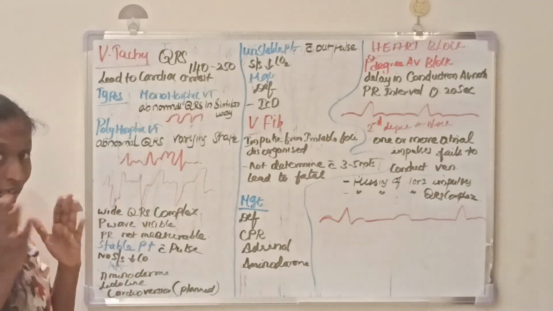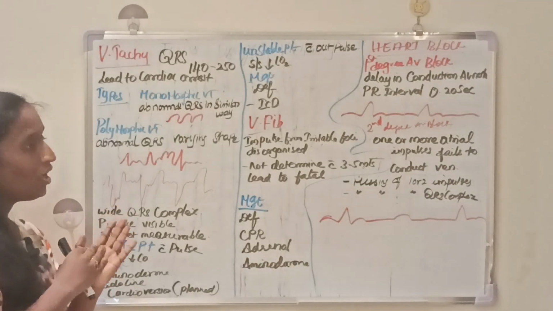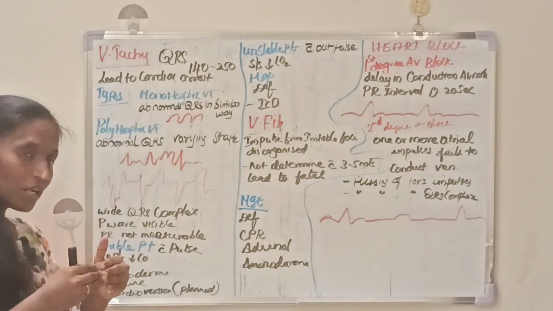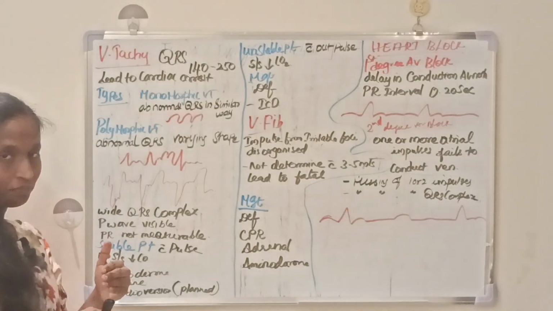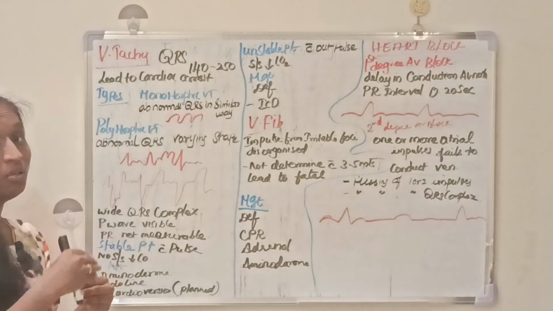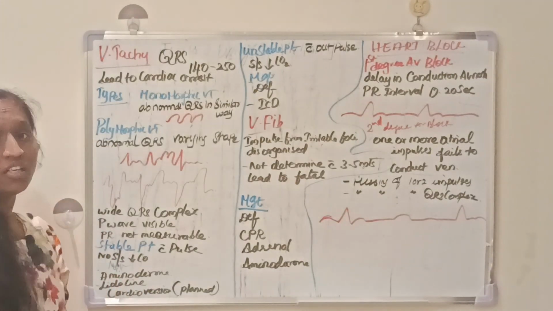So there will be a wide QRS complex, the P wave is visible, but the PR interval is not measurable. Understand? QRS complex is abnormal, P wave is visible, and the PR interval is not measurable. We cannot measure the PR interval.